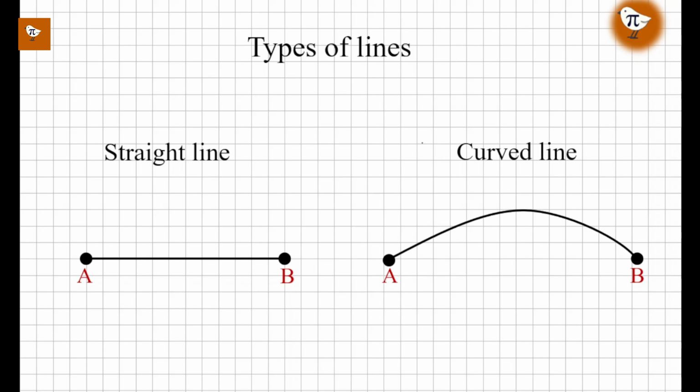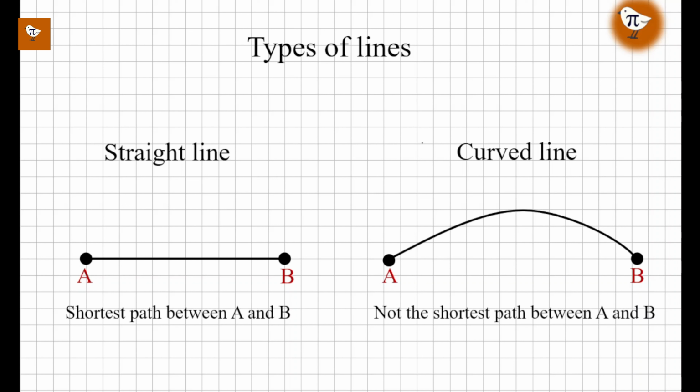To calculate distances, straight lines are used. The simplest way to define a straight line is as the shortest path between 2 points. For example, the line on the left is a straight line, while the line on the right is a curved line.